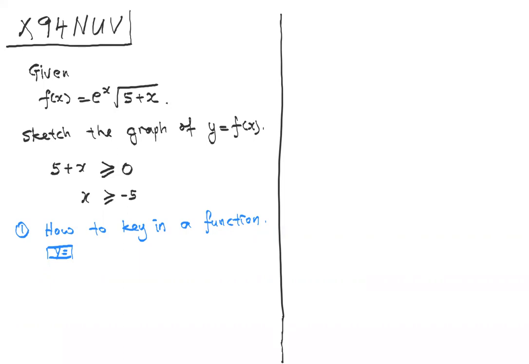When you press this button, Y equal to, correct? There are a lot of things that come out. Can you tell me what are they? Y1, Y2, Y3, Y4, plot 1, plot 2, plot 3, plot 4. Okay. So make sure none of them is highlighted.